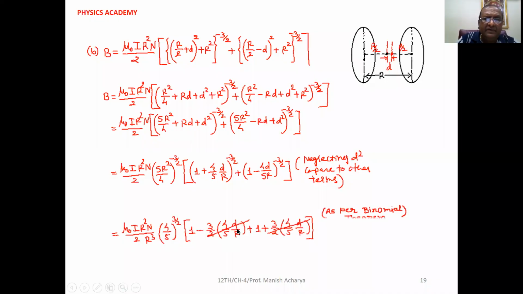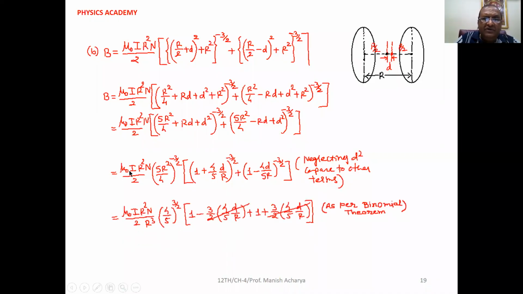Now, μ0 I R² n by 2. Here this R² raised to minus 3 by 2 will give you R raised to minus 3. So when you write it in the denominator, that will be R³. And this 5 by 4 raised to minus 3 by 2, you can write as 4 by 5 raised to 3 by 2.